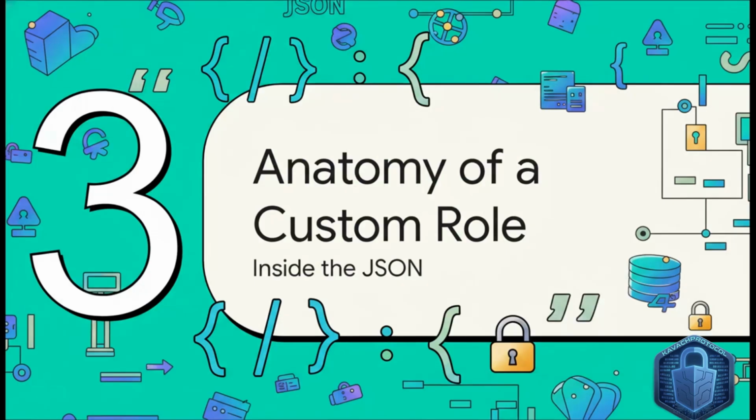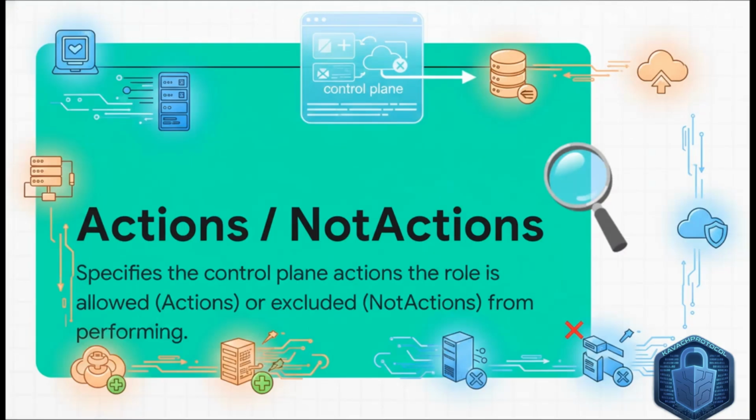All right, let's get into the guts of it. Every single custom role is defined by a set of properties inside a JSON file. Understanding this structure is the key to building really effective roles. First up, we have Actions and NotActions. These define what we call control plane operations. Think of this as managing the Azure resources themselves. Things like creating a virtual machine, changing a network setting, or deleting a storage account. Actions are what the role can do, and NotActions are the specific things you want to explicitly forbid.